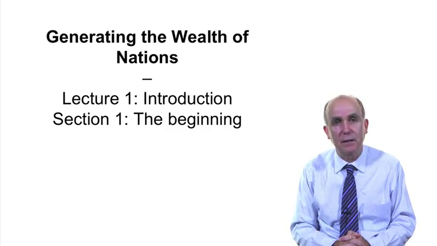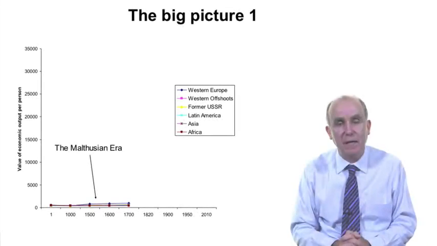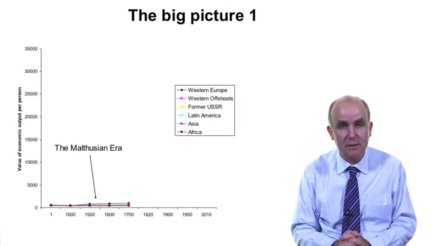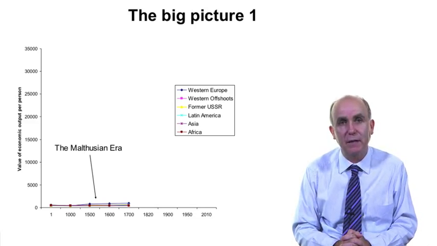In this part of the lecture, I want to give a bit of an introduction to the course. I'm going to do this by talking about some of the main themes in the history of economic development. In this graph, I've shown some data on what I've called the value of economic output per person. This is data that comes from the economic historian Angus Maddison. I'll talk in a later part of this lecture about what we mean by the value of economic output per person, but for the moment, think of it as a measure of living standards or material well-being.